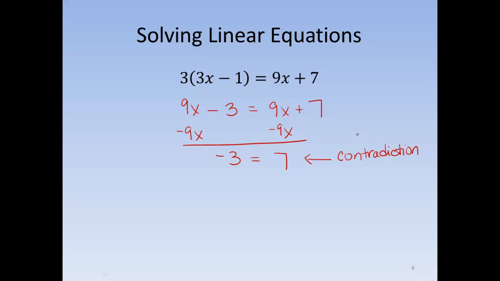This one's called a contradiction. Negative 3 doesn't equal 7. It will never be equal. So here we say there is no solution. Or you can say that the solution is the empty set, doesn't exist, or doesn't have a solution.